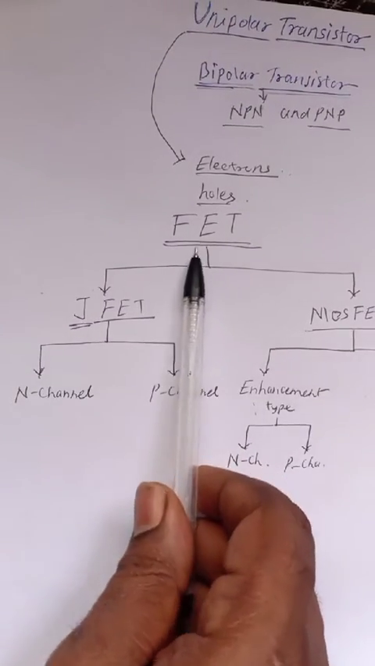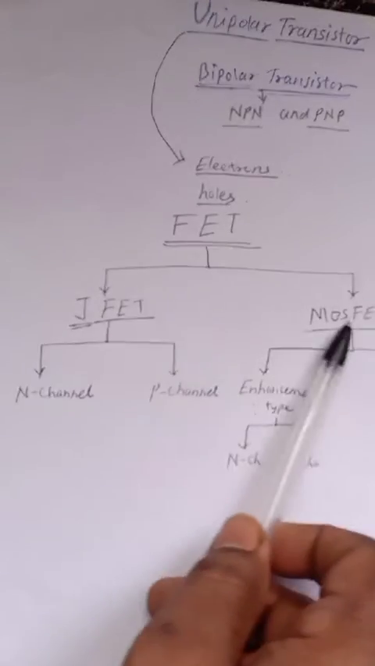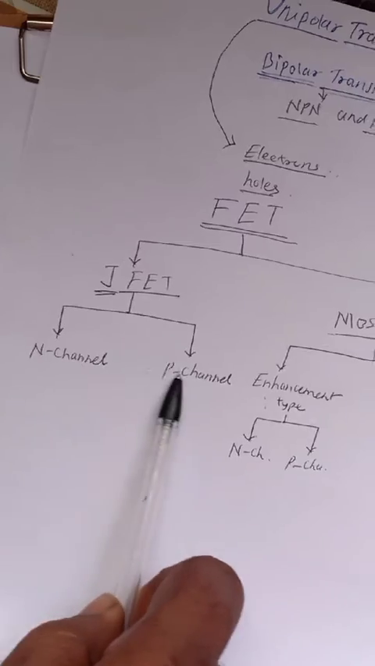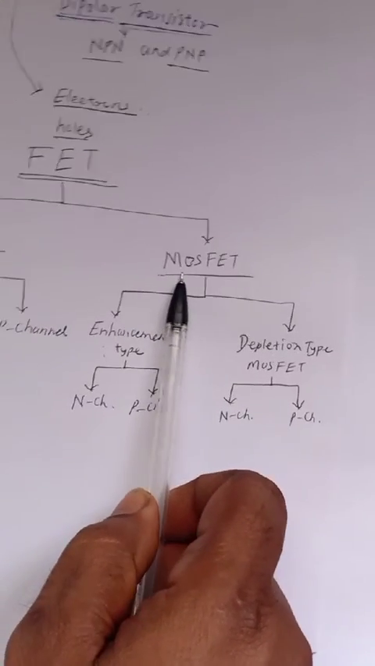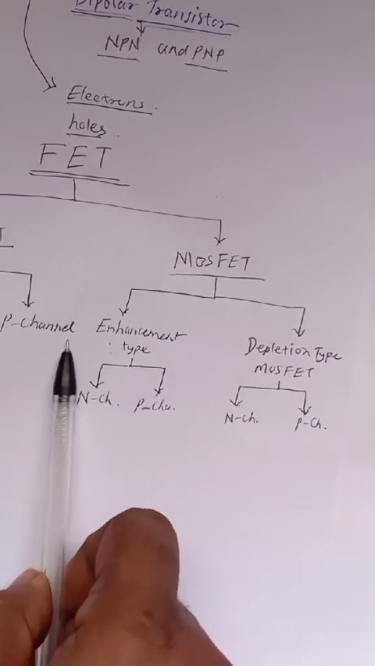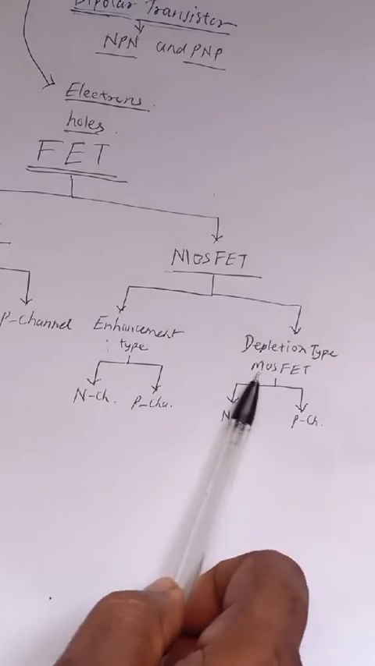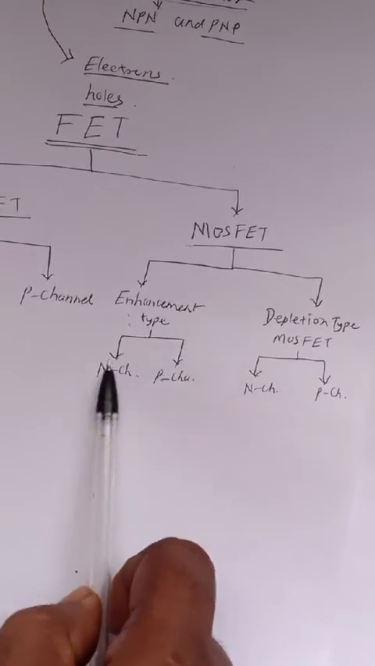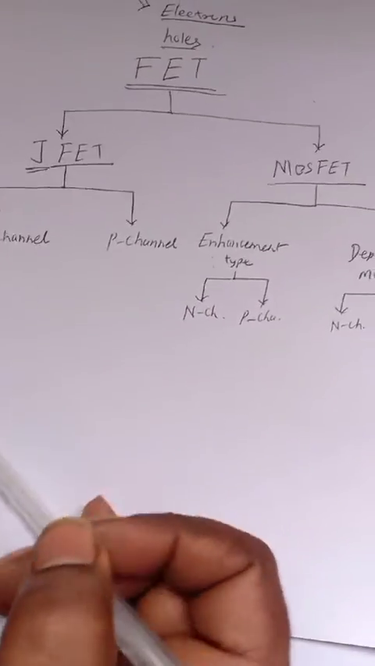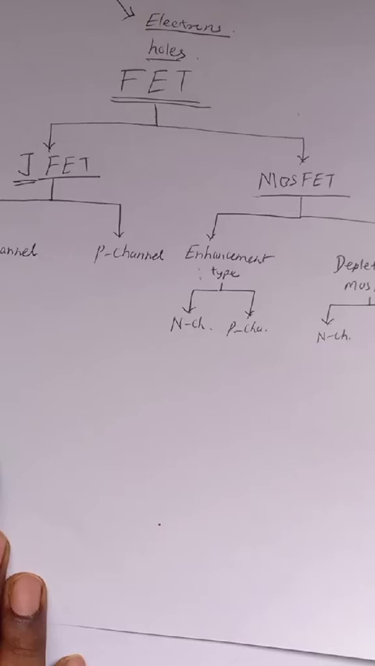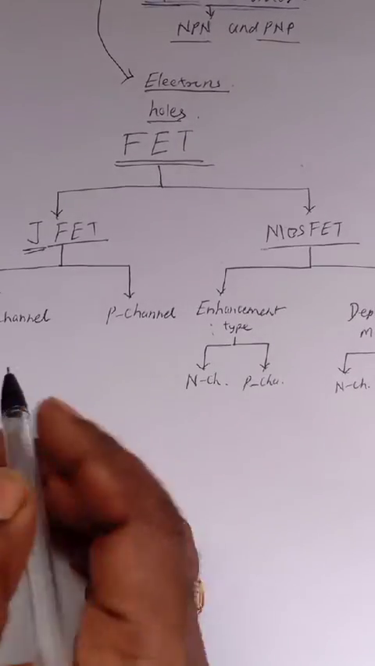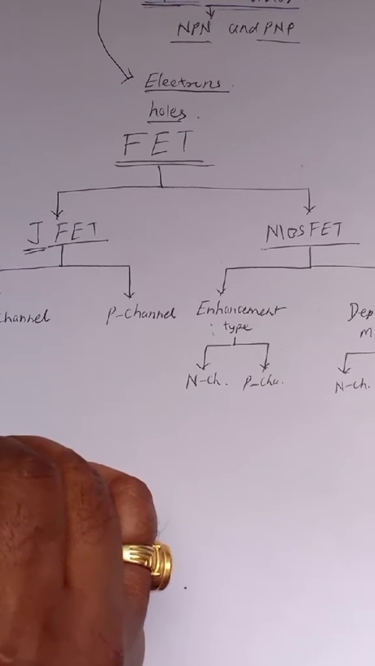The field effect transistor is a unipolar transistor, which is divided into two, JFET and MOSFET. JFET is again divided into two categories, N channel and P channel. The MOSFET long form is metal oxide semiconductor field effect transistor. It is again divided into two categories, enhancement type MOSFET and depletion type MOSFET, and each is divided into N channel and P channel. So this is the FET family. Now we are going to first see the JFET.